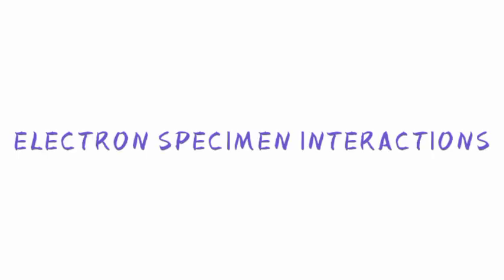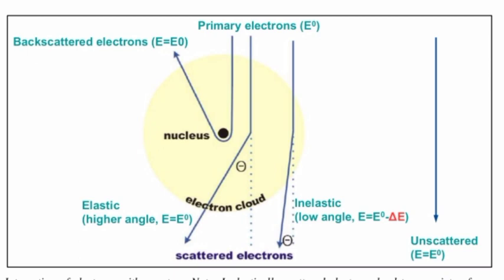Electron specimen interactions. The electron beam in TEM and SEM hits the sample and either passes the sample unaffected or interacts with it. Three different interactions of an electron with an atom can generally be discerned. First, an electron of the primary beam is scattered by the electrostatic interaction with the positively charged nucleus of an atom at an angle of more than 90 degrees, yielding a backscattered electron. This type of electron has practically the same energy as the ones of the primary beam.